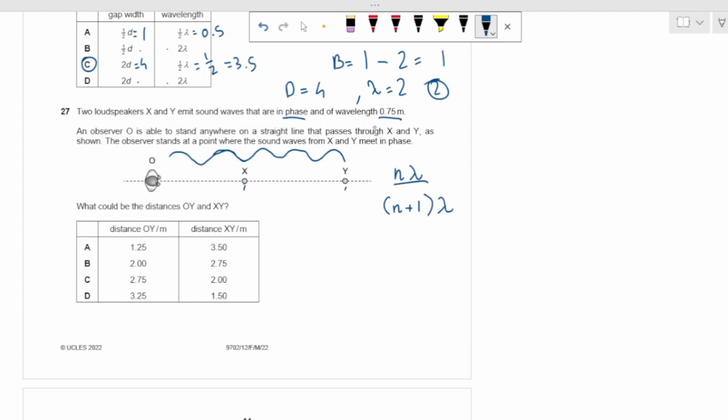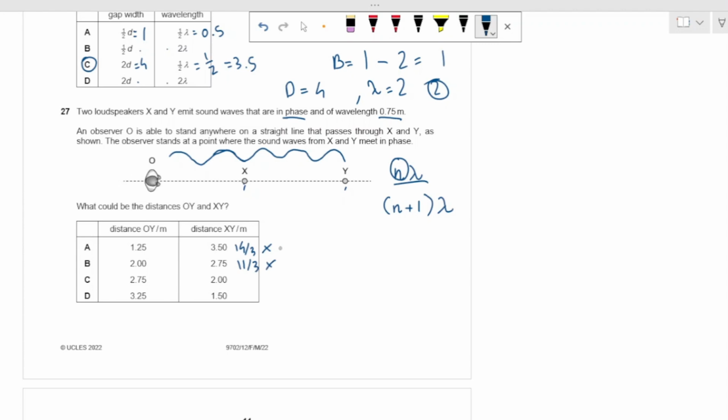So how can we find it? We can divide each of these distances by 0.75. If they are giving us a whole number n, that means they are in phase. So let us start with 3.5. 3.5 divided by 0.75 gives us 14 by 3. That is wrong. So option A is wrong. Let's go for 2.75. For option B, that gives us 11 by 3. Again, that is wrong. Option B is also wrong.